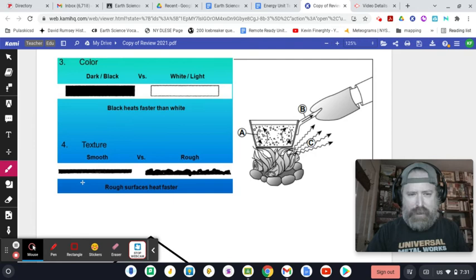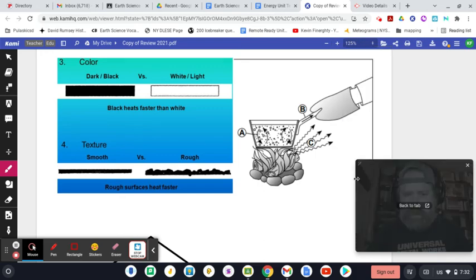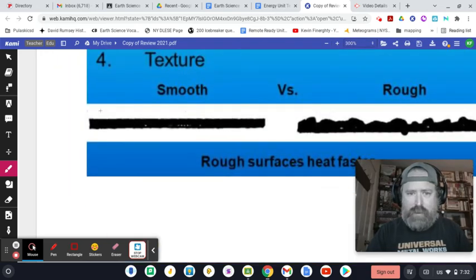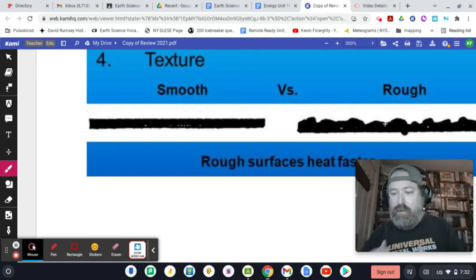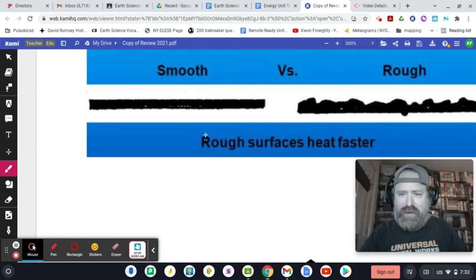Textures may be a slight bit trickier. If something is smooth, it has less surface area than something that's rough. Let me blow this up a little bit. So a smooth surface has less available spots to grab energy. So something that's rough will more efficiently grab energy. So asphalt's a pretty good example of something that's both dark and rough. It's got lots of little nooks and crannies to grab sunlight. So it's a very efficient absorber of energy. I mean, it's all on here already. Rough surfaces heat faster. That'll be because of surface area.